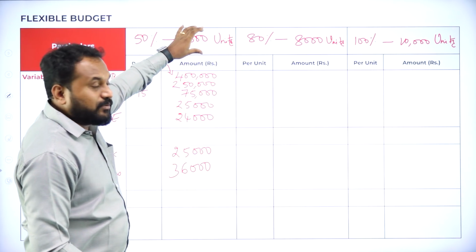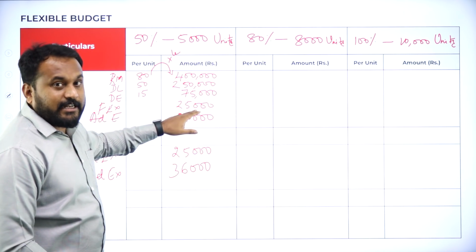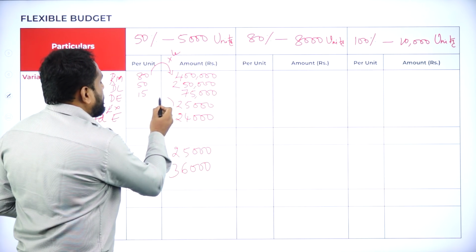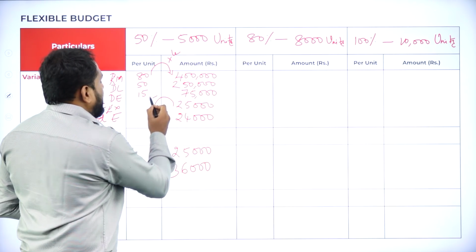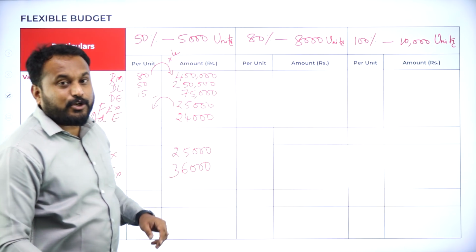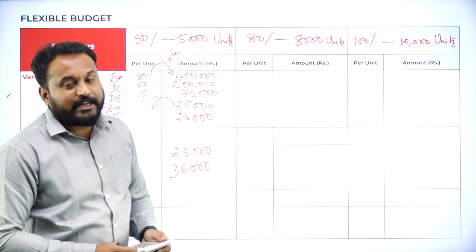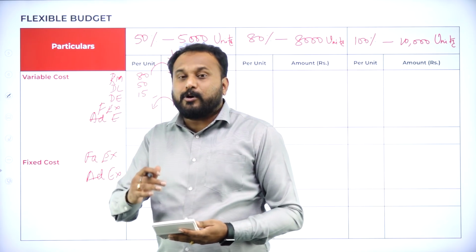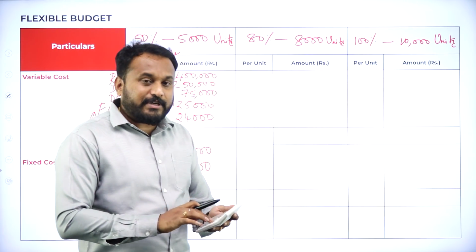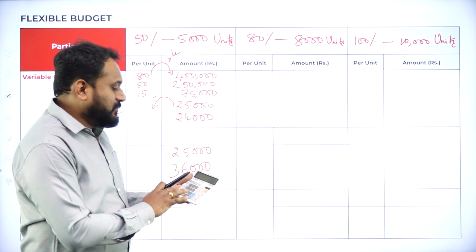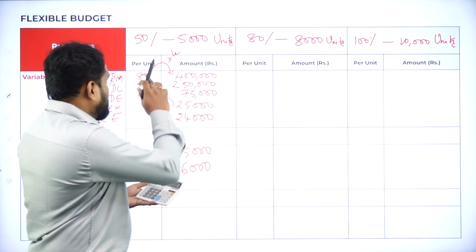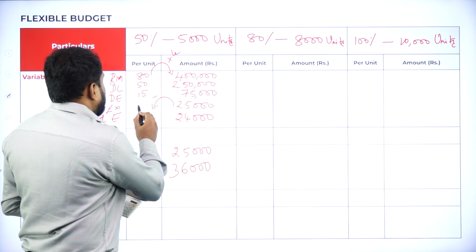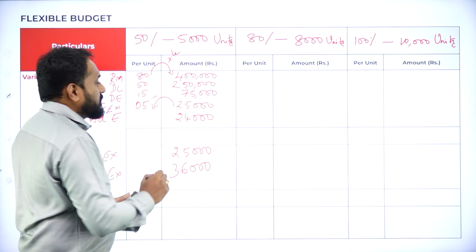Now understand how to write from here to here. For 5,000 units you paid 25,000. So for 1 unit, how much? Whenever you go from here to here, you should divide. Divide by 5,000, that is 25,000 divided by 5,000. I know the calculation, but I want you to follow the slow and steady wins the race concept. You are supposed to check again: 25,000 divided by 5,000. You get 5 rupees. Done.